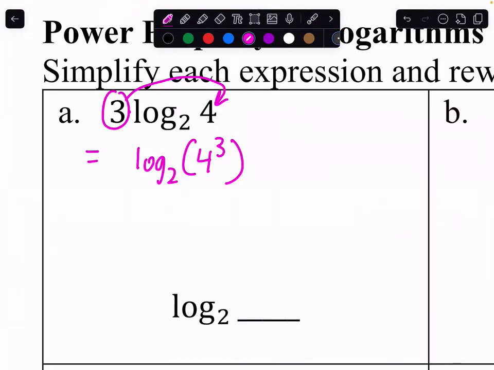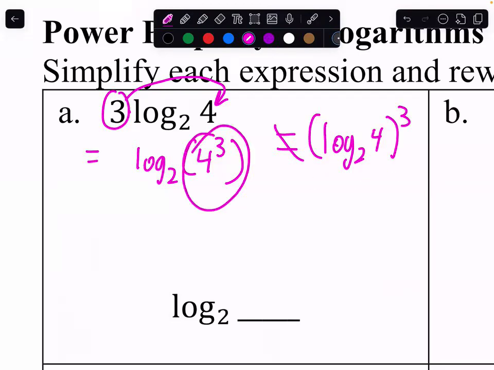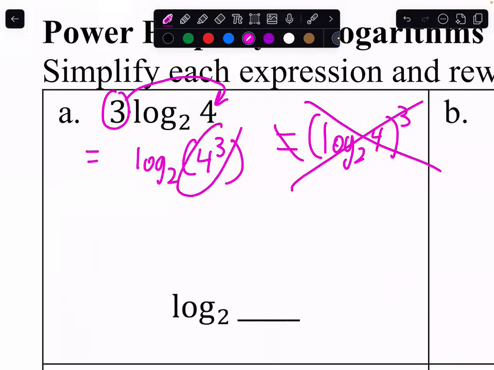Okay, so make sure you see that this is not the same thing as this. The exponent does not affect the entire logarithm. It only affects the argument, the part inside the parentheses. So again, this is not correct. And then we can just go ahead and simplify this like normal. 4 to the 3rd power, 4 times 4 times 4 would be 64.